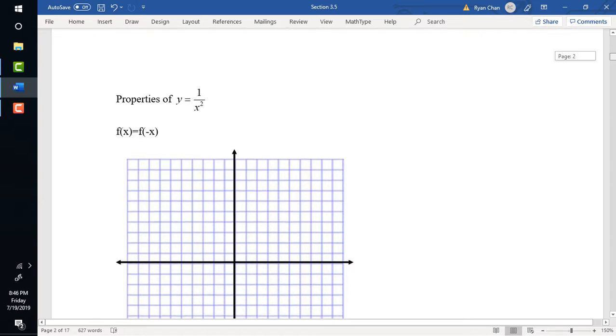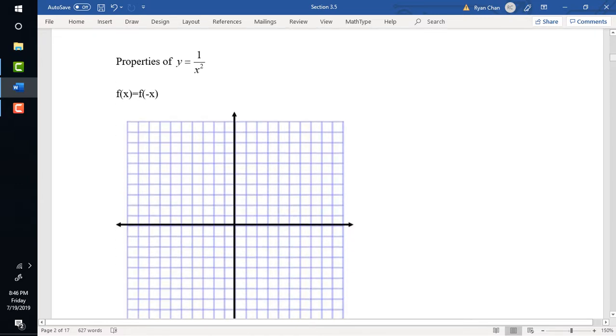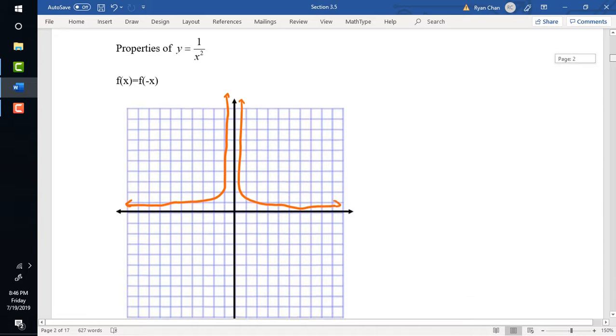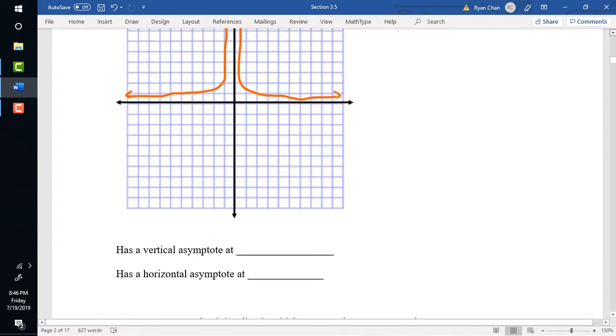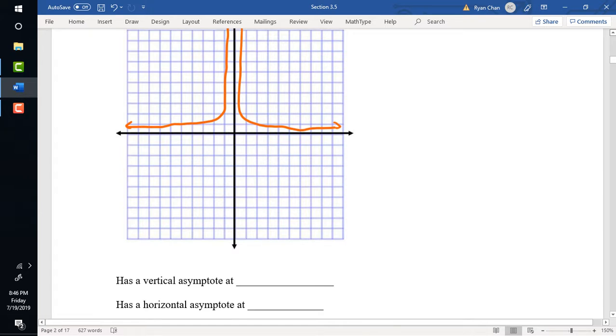And then just one other thing too. If I'm graphing 1 over x squared, it's going to look something like this. So I have a vertical asymptote at x equal to 0, and I have a horizontal asymptote at y equal to 0.